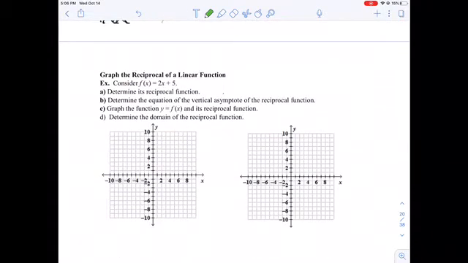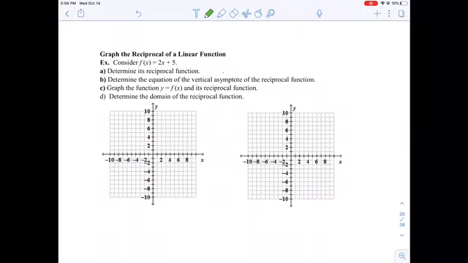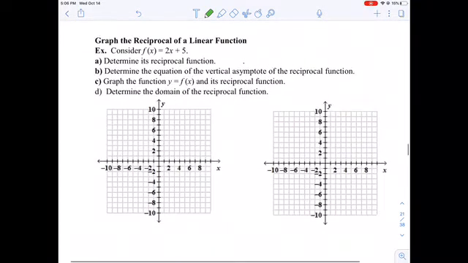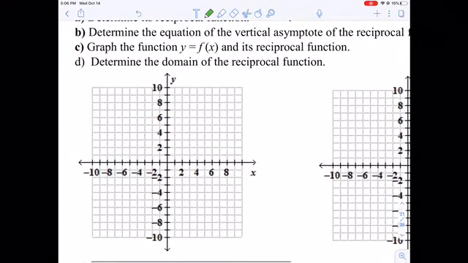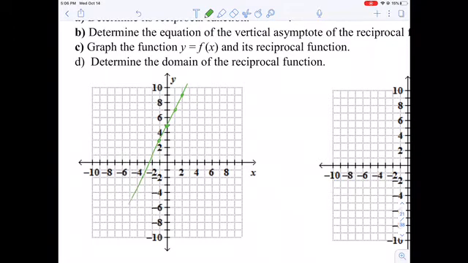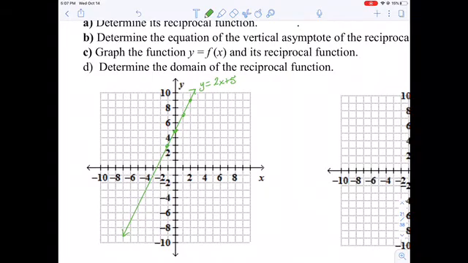Let's do one more here together, and then I'm going to let you try the last one. So first thing, let's find the reciprocal function. f of x is 2x plus 5. Let's graph that. There's 5, up 2 over 1, up 2 over 1, down 2, left 1, etc. There's our graph of y equals 2x plus 5, starting at my y-intercept of 5 and up 2 over 1.